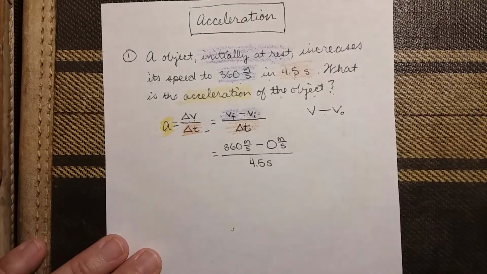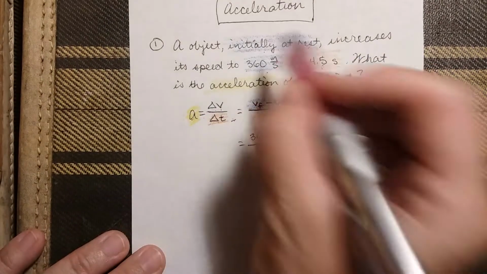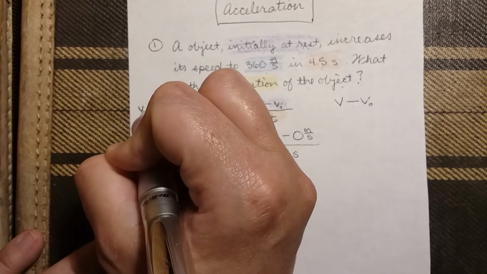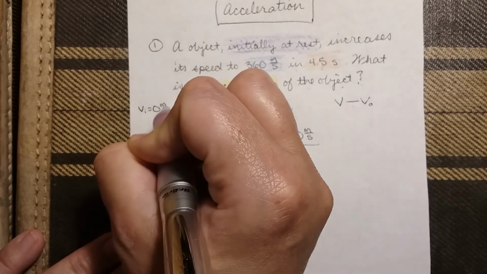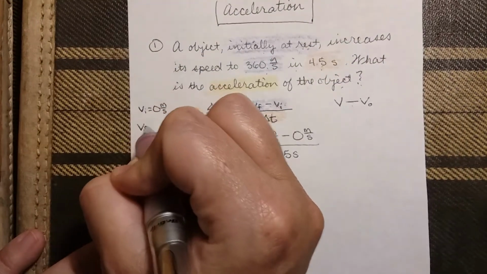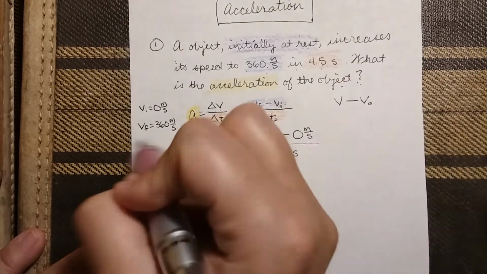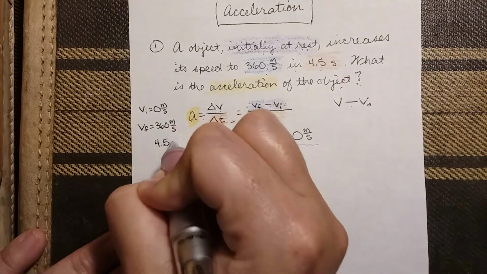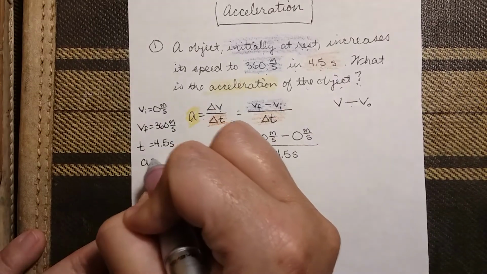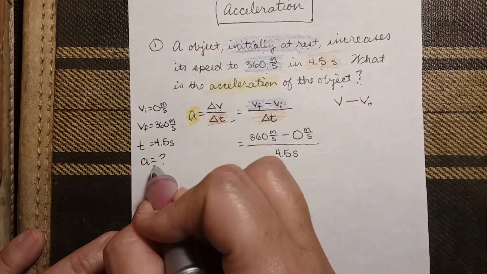And you know what? I forgot to do what my physics professor said. We're supposed to list what we know and don't know. So when I see initially at rest, I list out, okay, initial velocity equals 0 meters per second. And then it increases to this speed, so final velocity equals 360 meters per second. And then in that many seconds, well, I know seconds is a measure of time. And then they say, what is the acceleration? So acceleration is question mark. So this is my list.